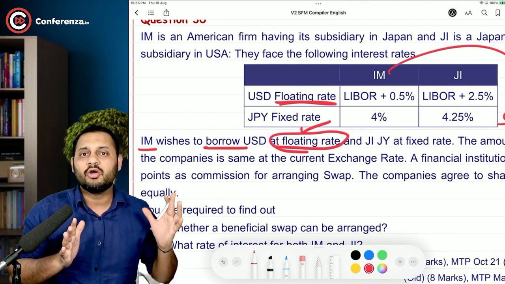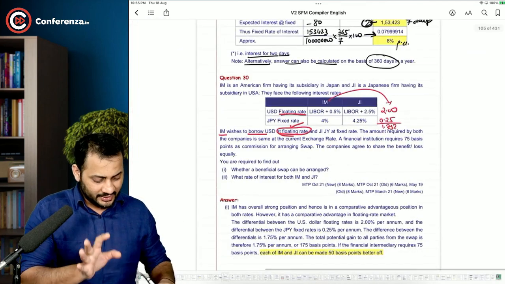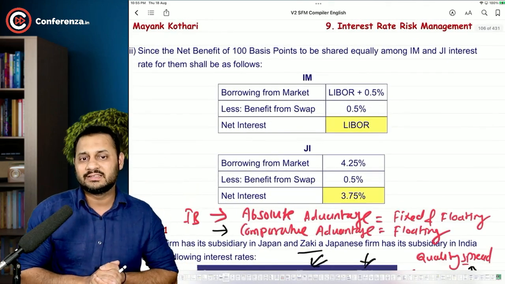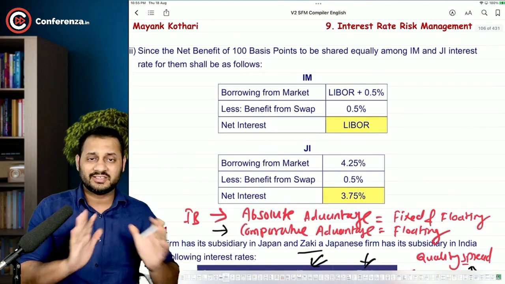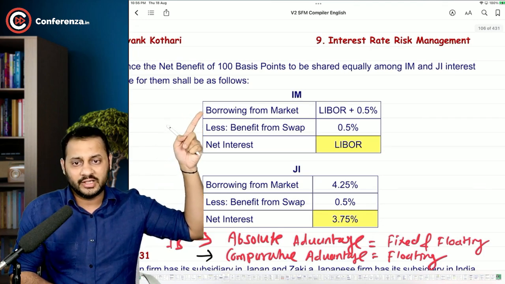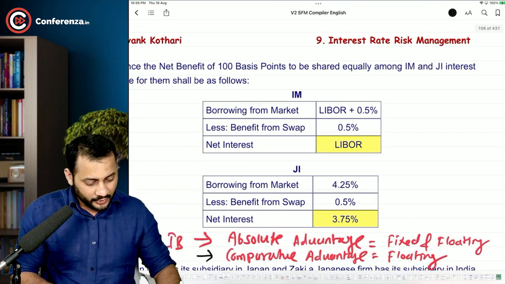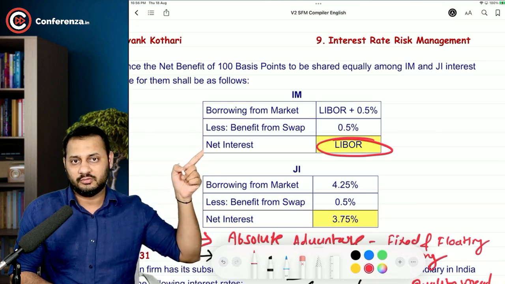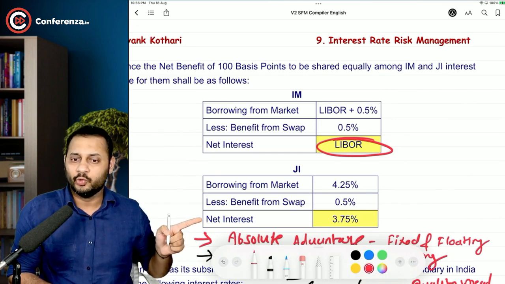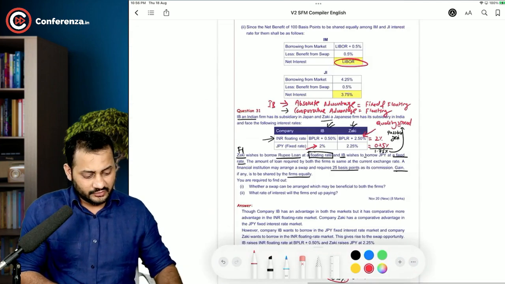Swap arrangement is not at all possible, sir, in this case. Although the institute has done some mathematical calculation, not the logical one, and then they showed that yes, the possibility is there for the swapping, but trust me, swapping is not possible. They just derived the final rate that if you directly go to the market, this will be the rate, gain should be this much, so swap should be this much. You can try, you will not come to this point that LIBOR is the only net interest for the IM and 3.75 is the only net interest to the JI. You try your calculations, you will not come to this point because of the comparative advantage.